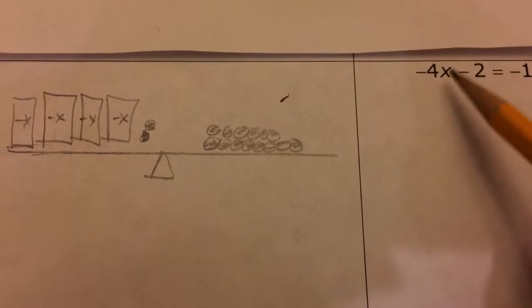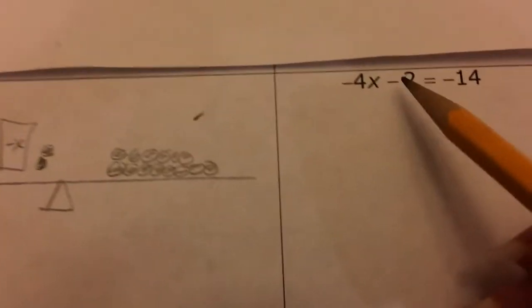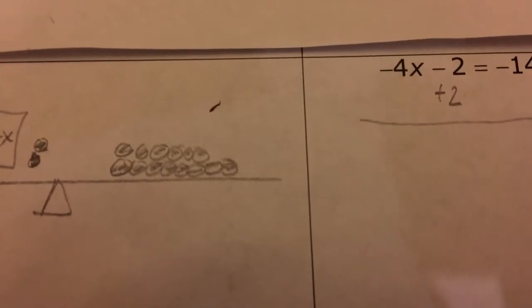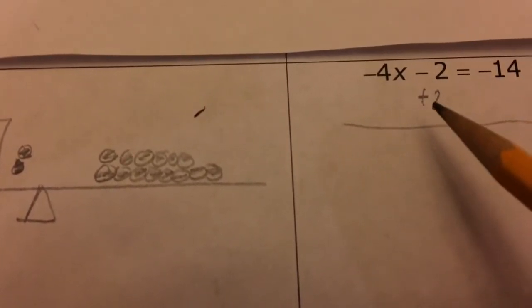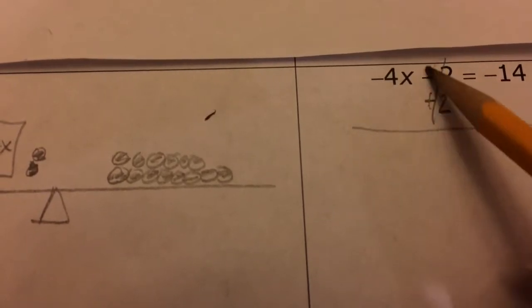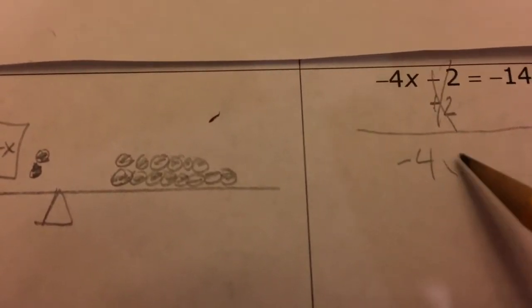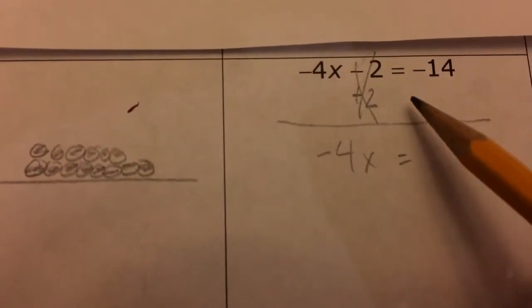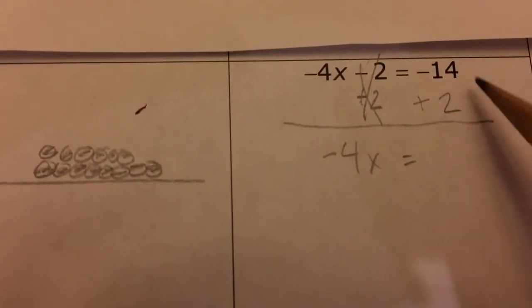All right, so I see the negative 2 over here. So I'm going to add 2 to this side because I know I've got to get rid of those 2 negatives. I want to add 2 positives. So those go away, and I'm left with negative 4x. All right, what I do to one side, I have to do to the other. So I add 2 on this side.